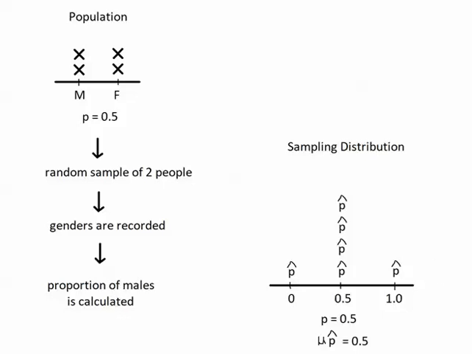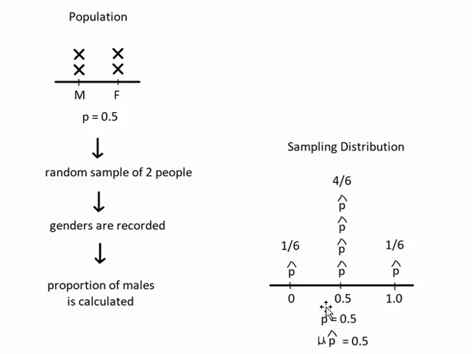In this situation, there is a 1/6 chance that the sample p hat will come out to 0, because one of our 6 possible samples had a p hat of 0. There's a 4/6 chance that the p hat will come out to 0.5, because 4 of the possible samples had a p hat of 0.5. And there's a 1/6 chance that the p hat will come out to 1, because one of the 6 possible samples had a p hat of 1.